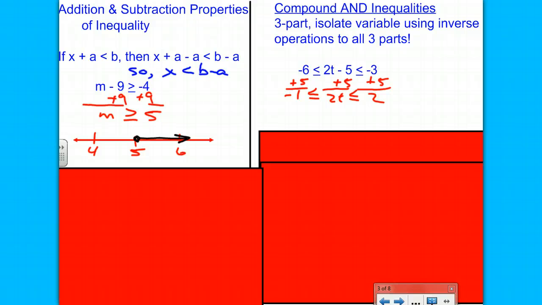And now, Grant, what do we do to get t alone now? You divide by 2, right? Yeah, 2. Because we're trying to leave t behind. And 2 over 2 is 1. So we have -1/2 is less than or equal to t, which is less than or equal to 1. Oh, should we have changed the signs? Why not? Positive 2 is positive. We're not dividing by negative. Okay, so now we go graph.